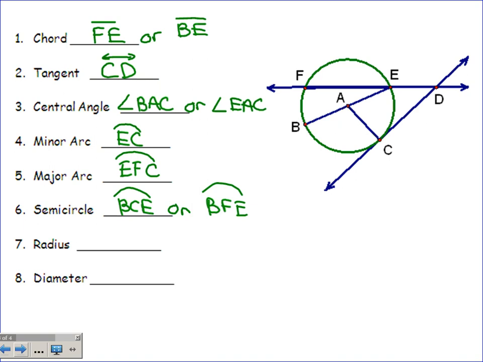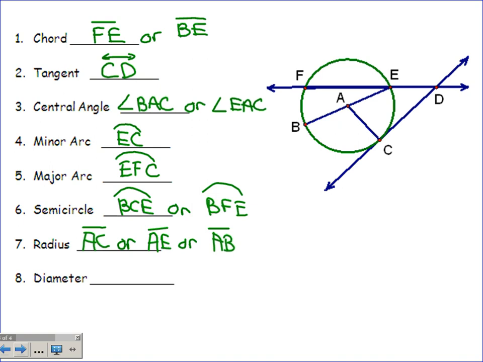Radius. 1, 2, there's 3 radii up there. Let's name them all. Someone name a radius for me, please. AC, I agree. AC, and it has to have a little line over it. Or AE. AE, I agree with that. Or AB. See how there's 3 radii?